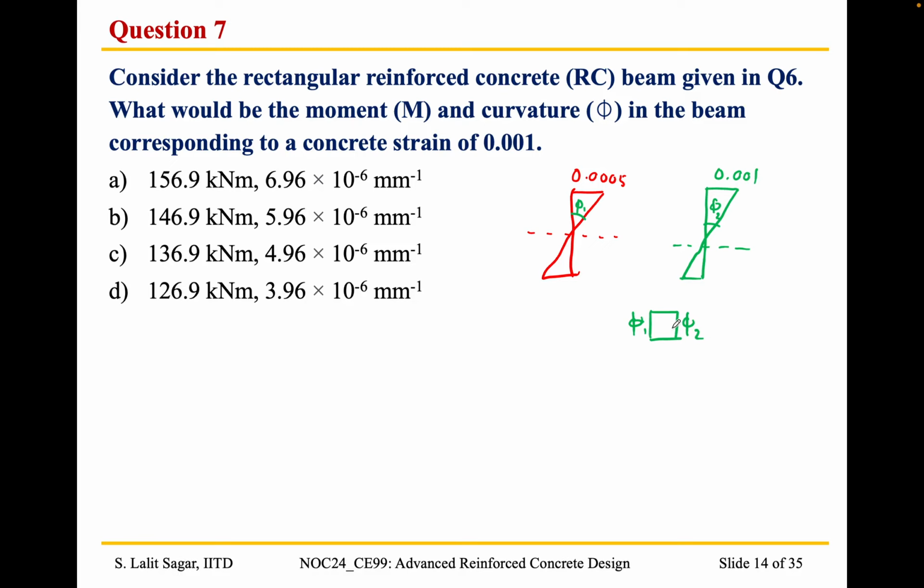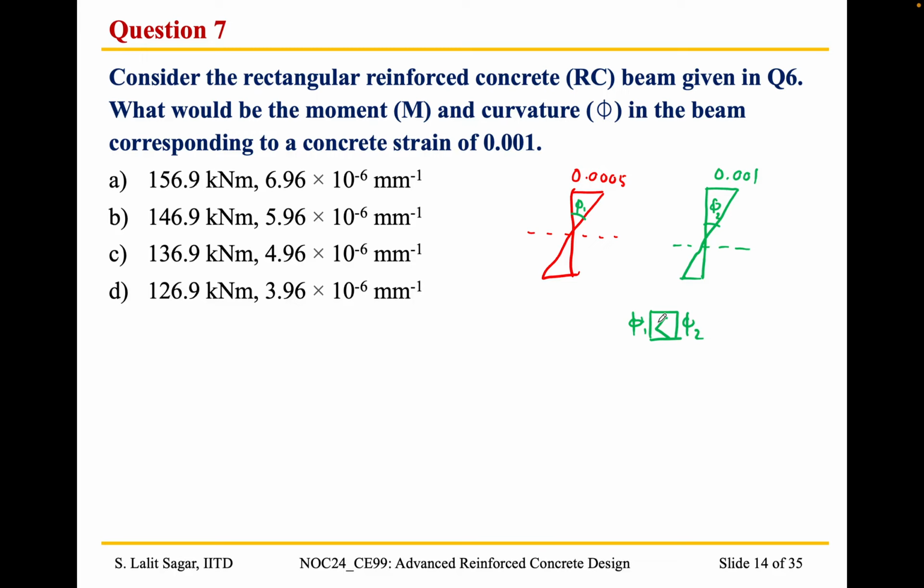So I will ask a simple question. In the previous question we had a strain value of 0.0005 and this was the curvature phi 1, and here we have a strain value of 0.001 and here is phi 2. So what is the relation between phi 1 and phi 2? Phi 1 is less than, equal to, or greater than phi 2? Phi 1 will be smaller than phi 2. Yeah, so phi 1 is going to be smaller, as you rightly said.